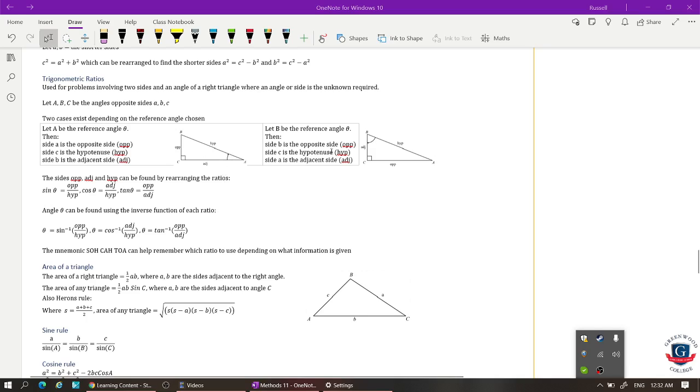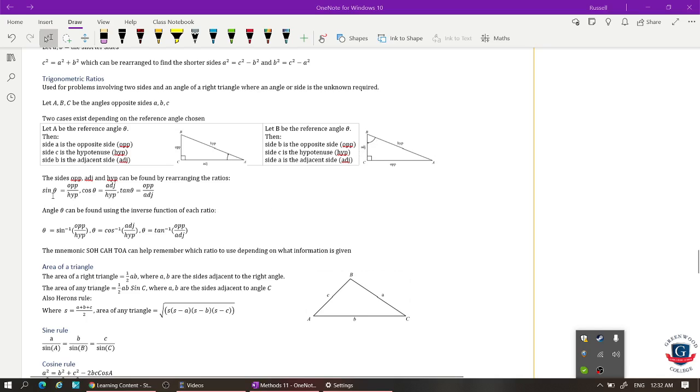But if we chose this angle instead, as we did over here, this length would be the opposite side, this length would be the hypotenuse still, and this side now would become the adjacent side because it's next to the reference angle.